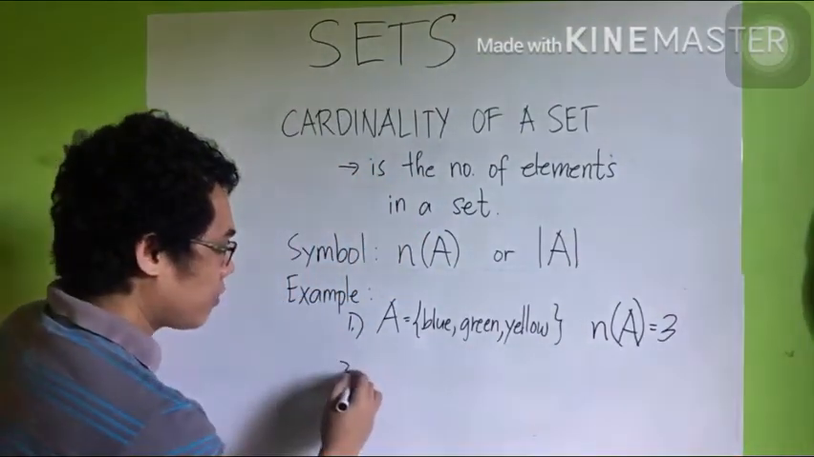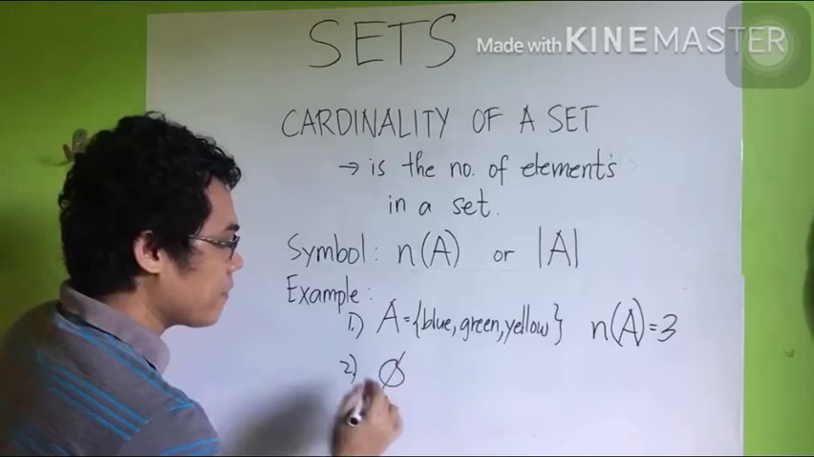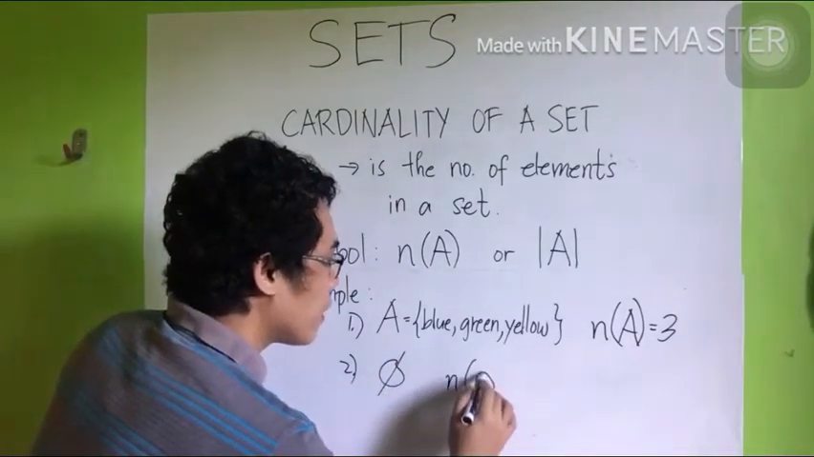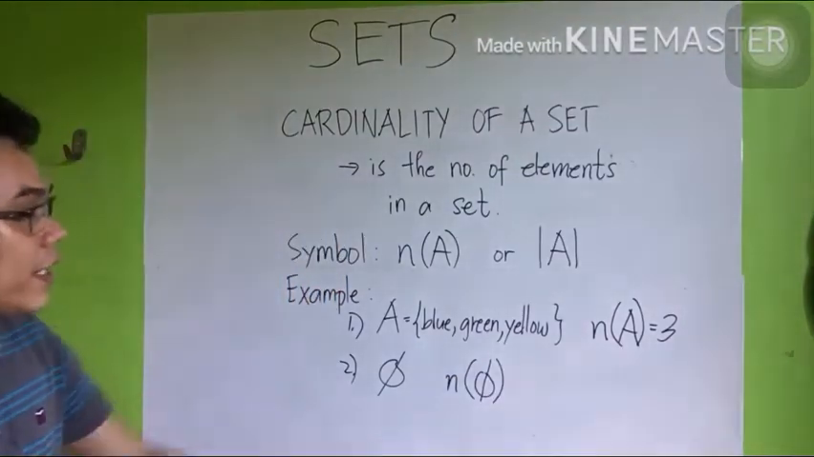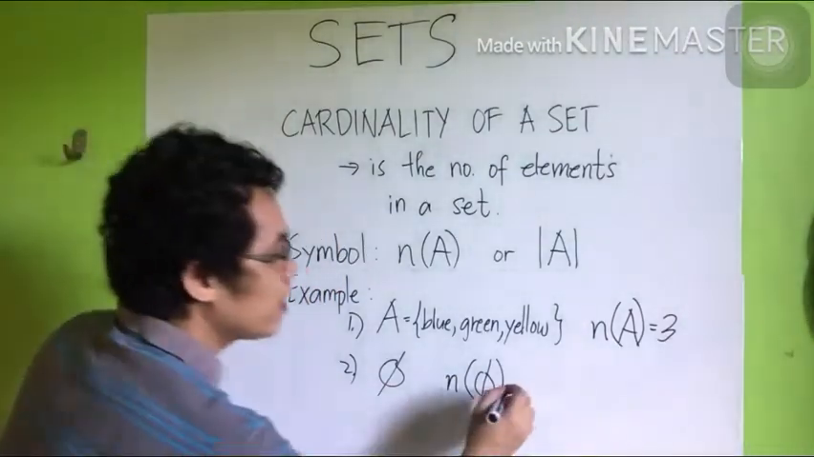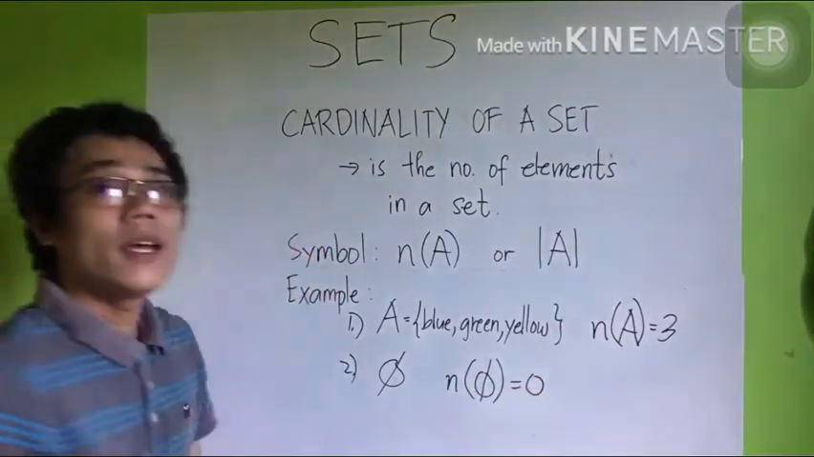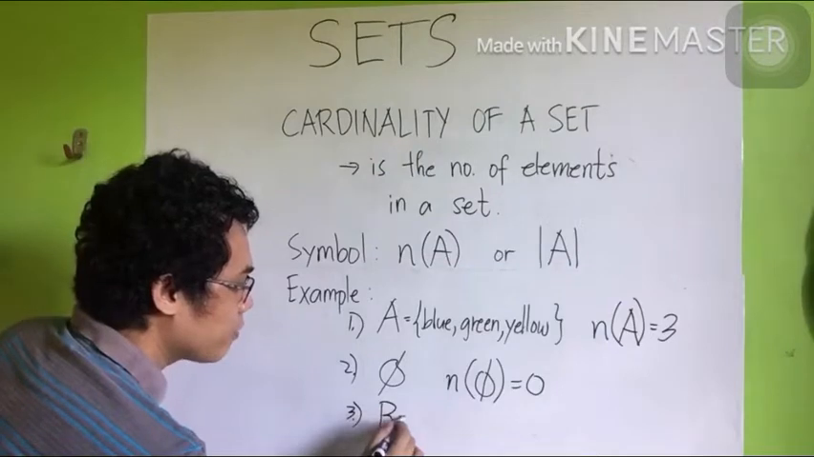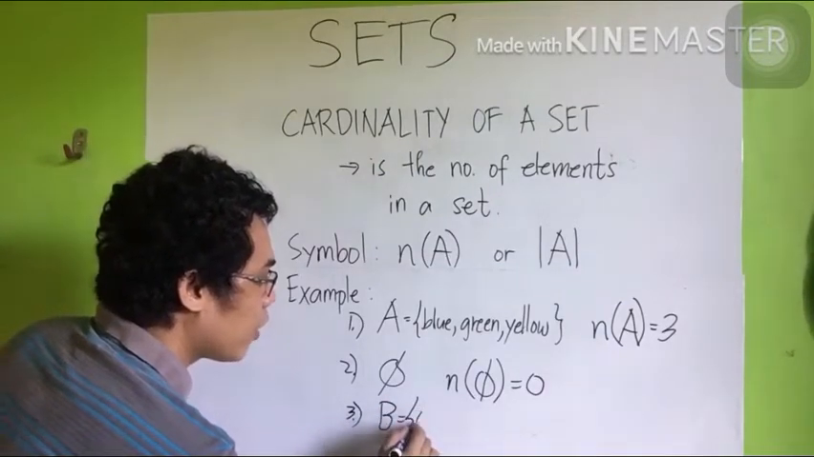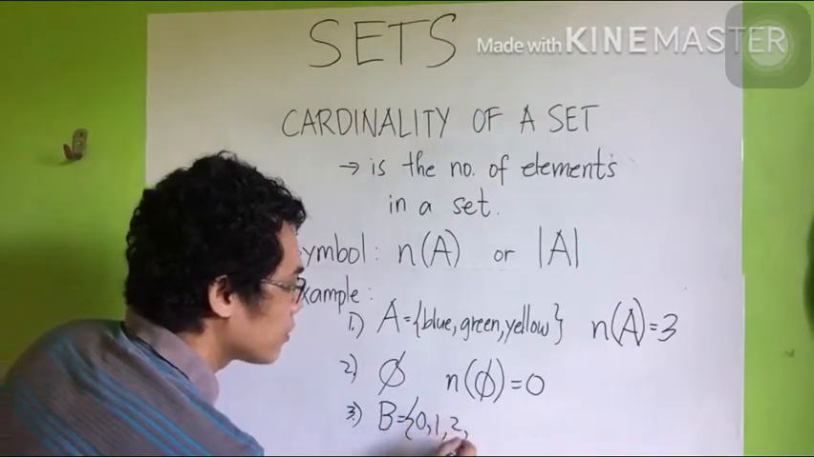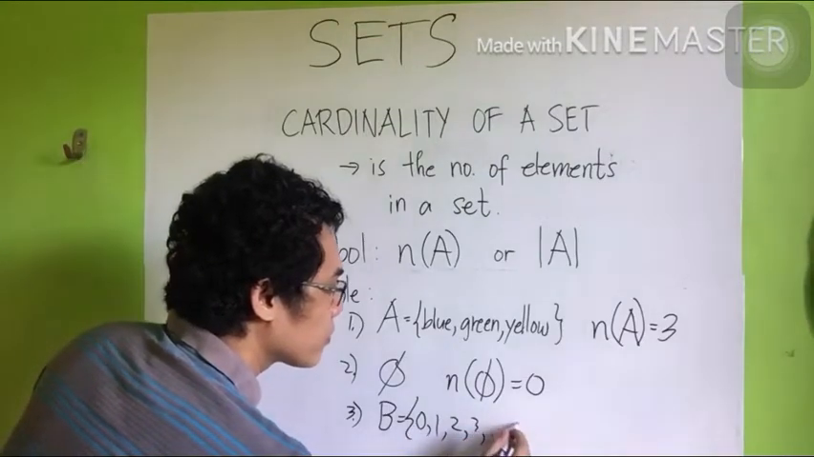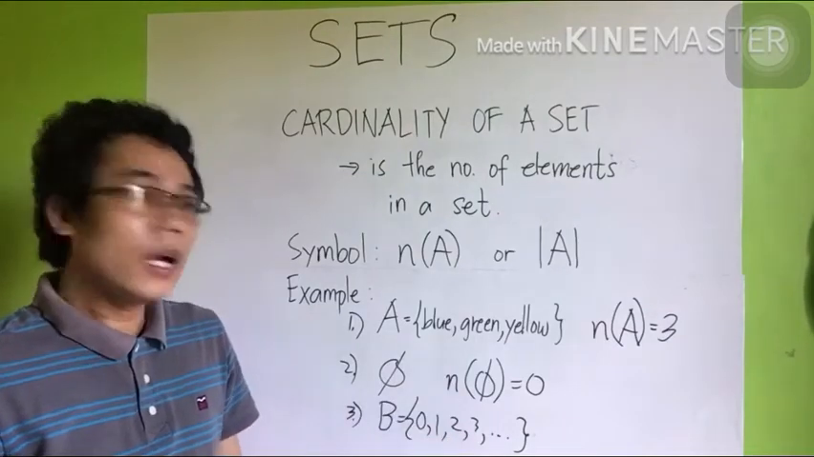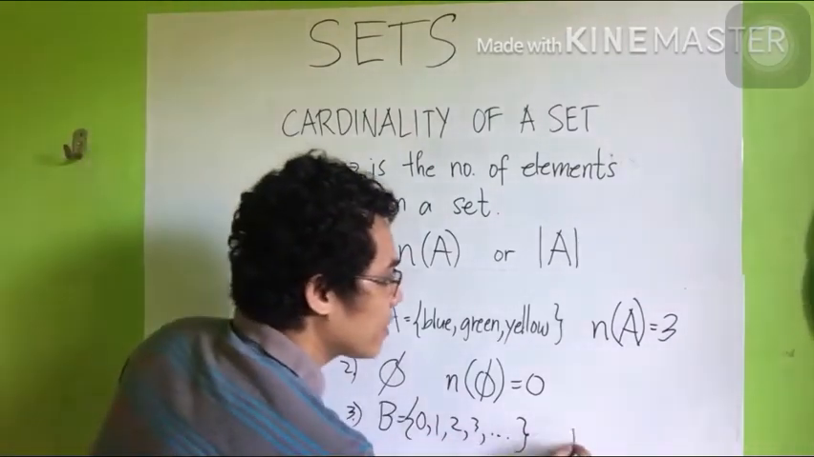How about number 2? We have empty. So what is the cardinality of empty? So the cardinality of empty, since wala itong laman, so that will be just equal to 0. Example 3, the set B to be the collection of the whole numbers. So ang set B natin, collection siya sa lahat ng whole number. So what will be its cardinality?